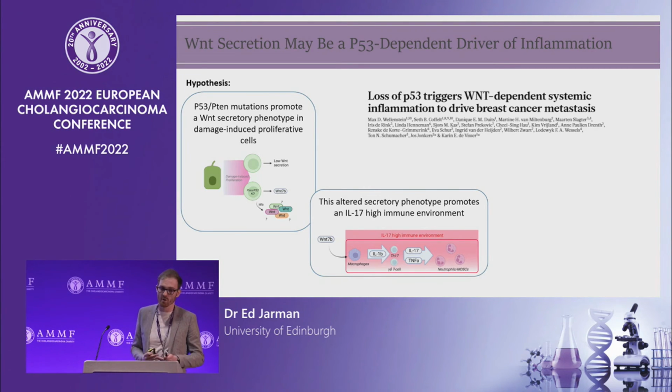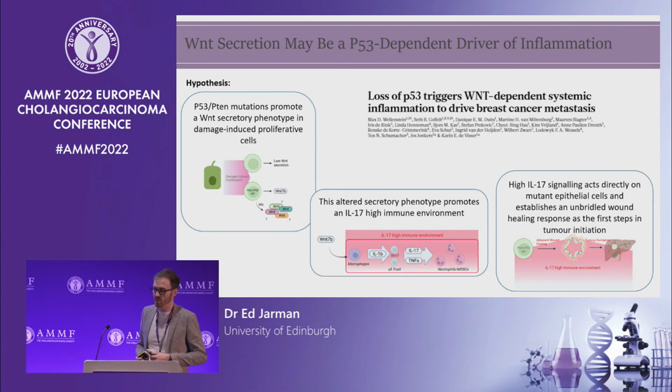We currently don't know what the signal receiving cells are for this Wnt signal, but one suggestion is that they might be macrophages, which have been shown to respond to Wnt ligands and promote the secretion of interleukin-1b, which can be an initial part of this cascade leading to this interleukin-17 high tumor-initiating environment.